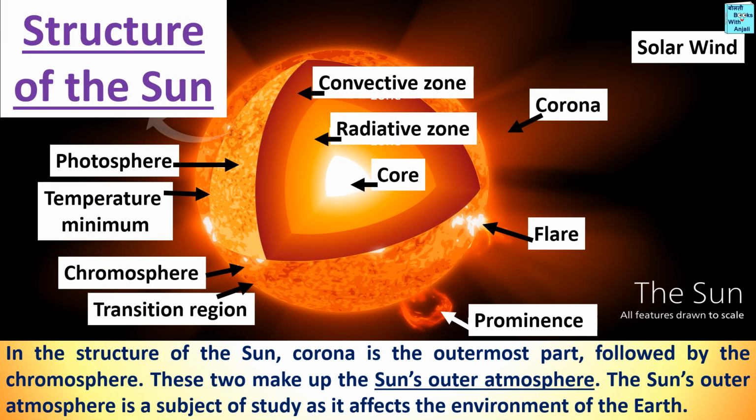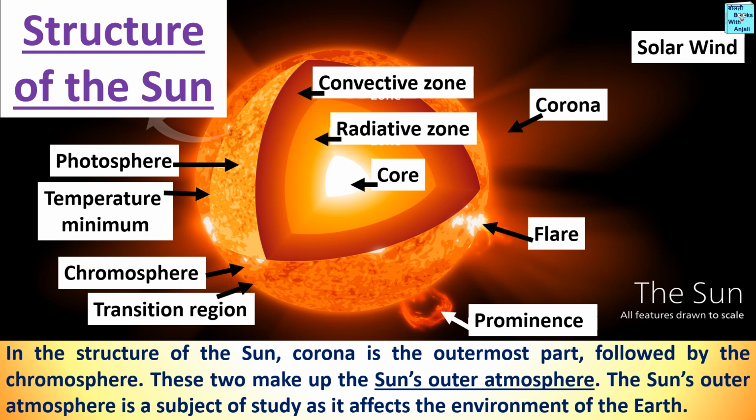This picture shows the structure of the sun. On the outermost part is the corona, followed by the chromosphere, then the photosphere, followed by the convective zone, the radiative zone, and then the core. On the surface of the sun, flares, prominences, and solar winds keep happening.